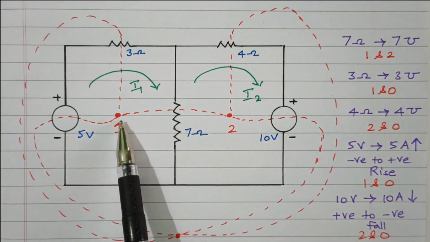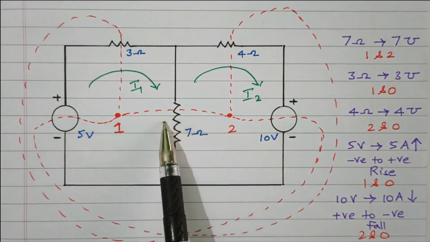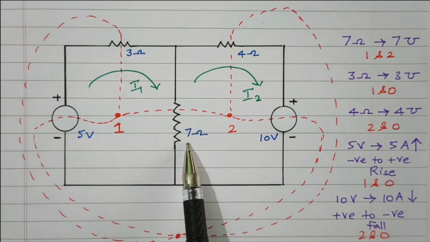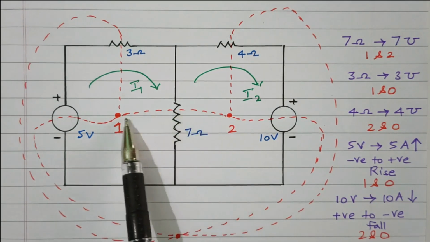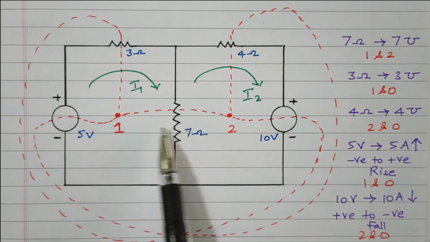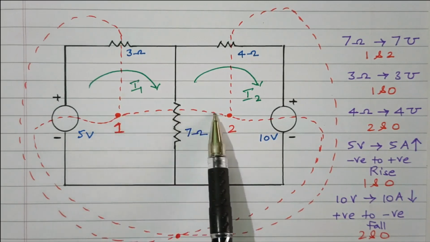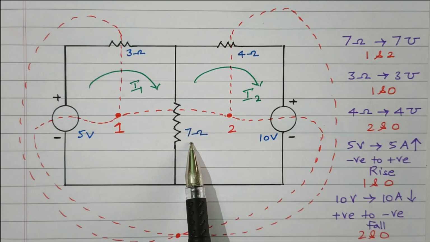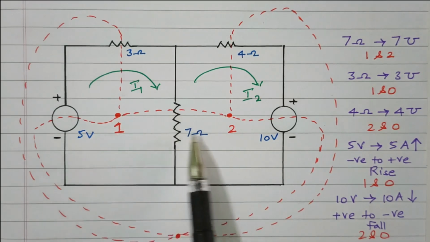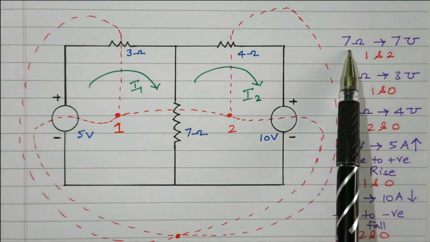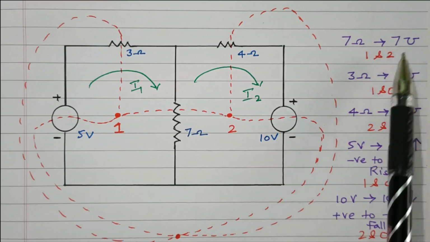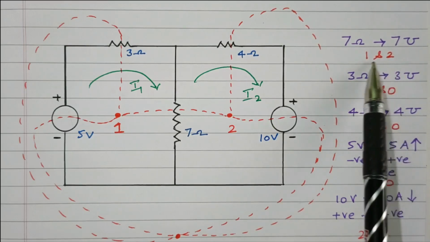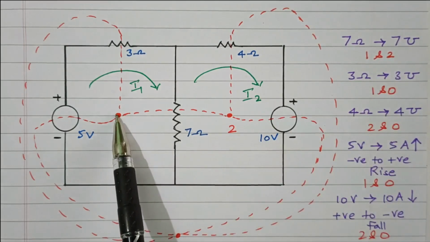First we will connect dot 1 and dot 2 through the 7 ohm resistor, on the dotted lines. Only between 1 and 2, only the 7 ohm resistor is available. So this 7 ohm resistor will now be converted into 7 mho conductance, and that is connected between 1 and 2, right? Now we'll see 1 and 0.